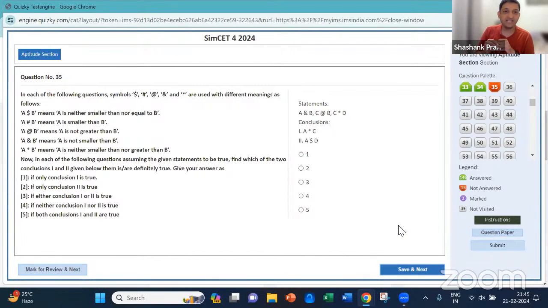A and B. A is greater than or equal to B. C is less than or equal to B. Okay. So A greater than or equal to B greater than or equal to C equal to D. So A equal to C तो नहीं आएगा.